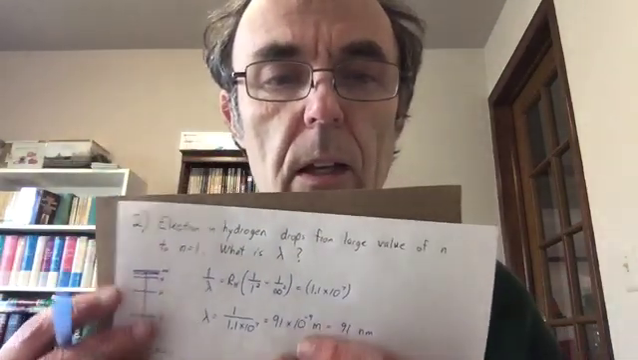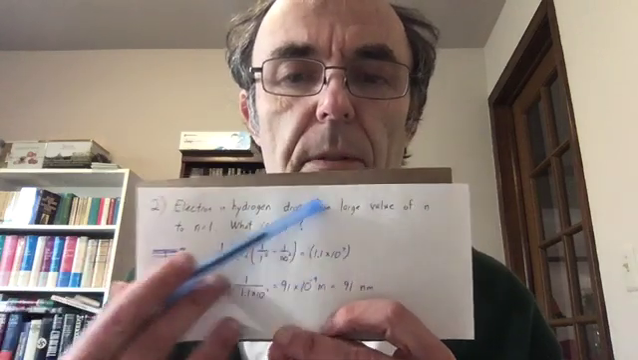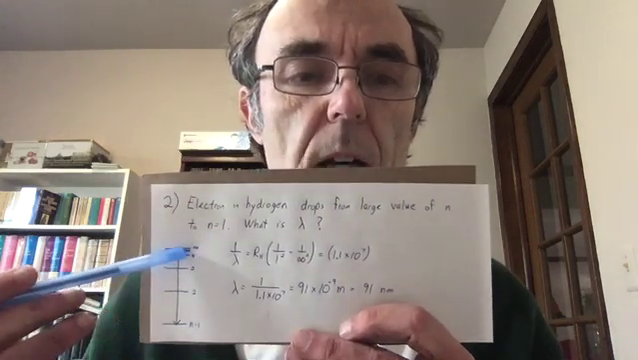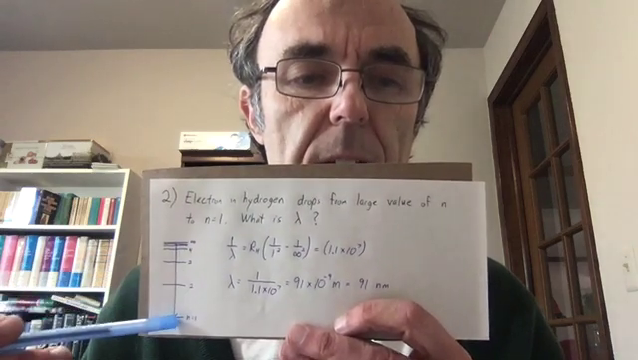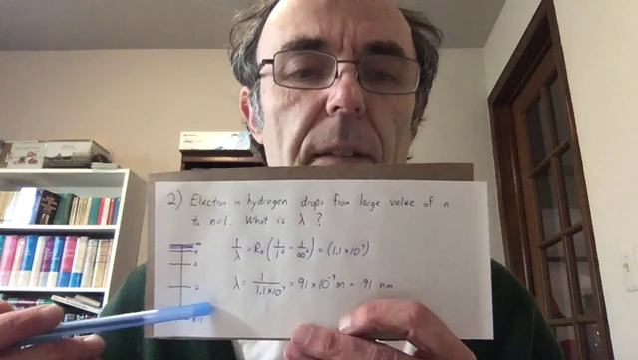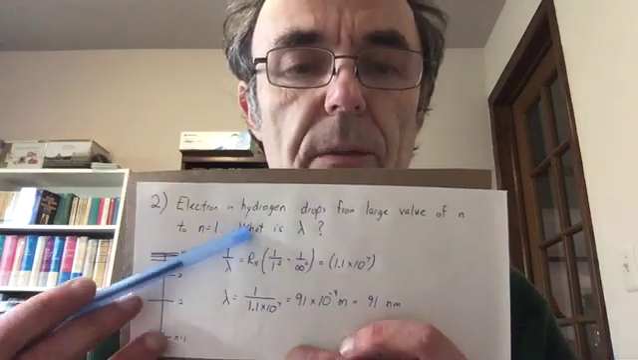Problem 2. Okay, you have an electron in hydrogen. So this is the Bohr model. It drops from a large value of n to n equals 1. So it's up here near n equals infinity, and then drops down to n equals 1. This is the most energetic photon that hydrogen can release. What is the wavelength of the released photon?